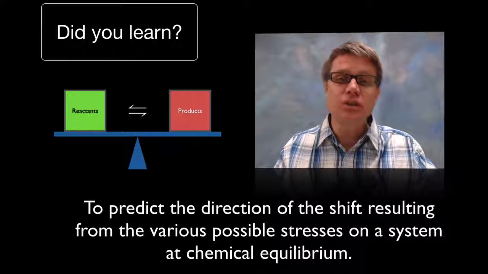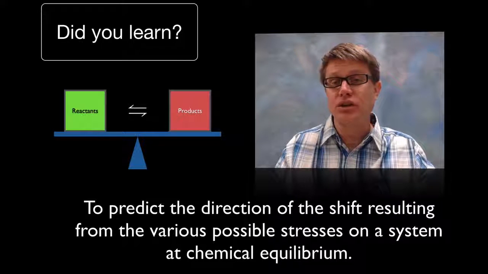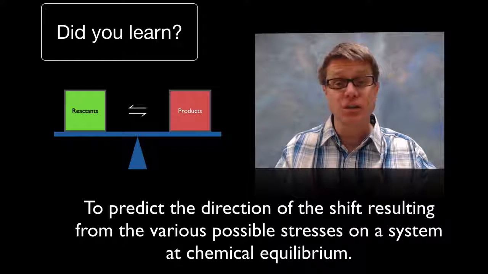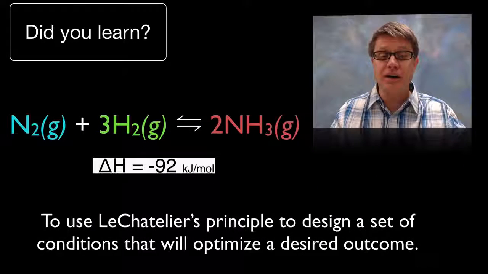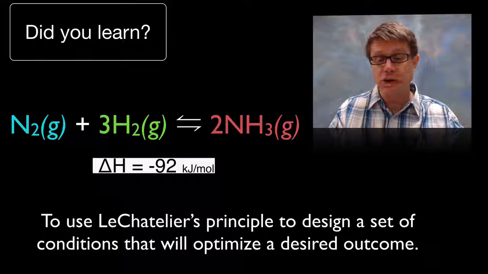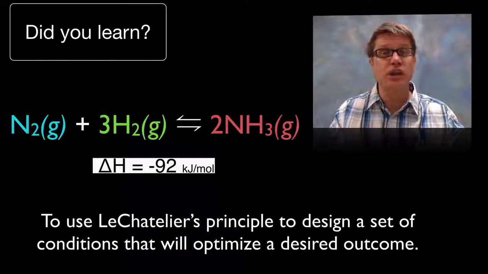And so did you learn which way the reaction is going to shift based on disturbances, be it either concentration or pressure or temperature? And then finally, could you, given a reaction, figure out ways by changing temperature, volume, and concentration to increase percent yield? I hope so, and I hope this was helpful.